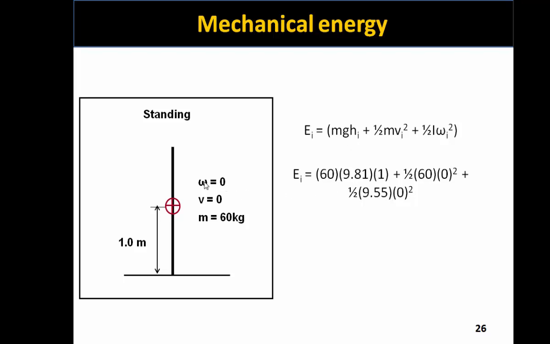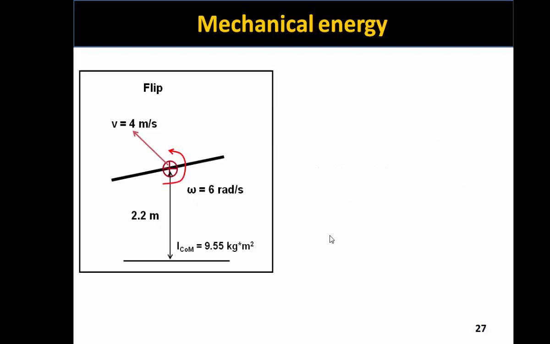Now, in a standing position with omega and v equal to 0, when we expand and substitute into these equations, we see that velocity is 0 and angular velocity is 0. Both the second and the third term in our summation go to 0, so we're left with an initial energy that is the potential energy of 589 joules.